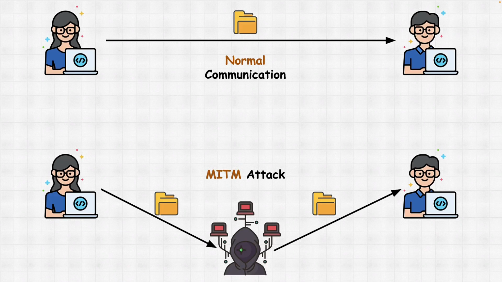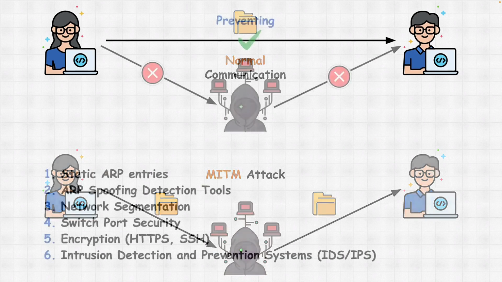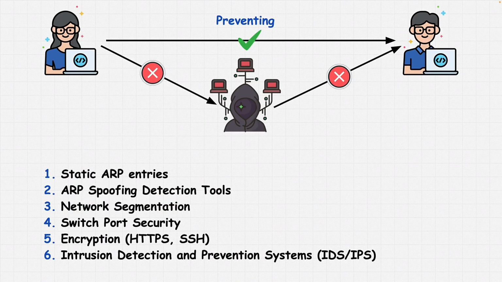So, enough about ARP spoofing being dangerous. How can we actually prevent or detect ARP spoofing and man-in-the-middle attacks? Well, there are several techniques to prevent or detect ARP spoofing and man-in-the-middle attacks. One of those is static ARP entries. This refers to manually configuring static ARP entries, and like this you can prevent devices from accepting spoofed ARP replies. However, this could be difficult to manage in larger networks. You can also implement ARP spoofing detection tools like ARPwatch or XArp Monitor, and these can monitor ARP traffic for suspicious changes in IP to MAC mappings.